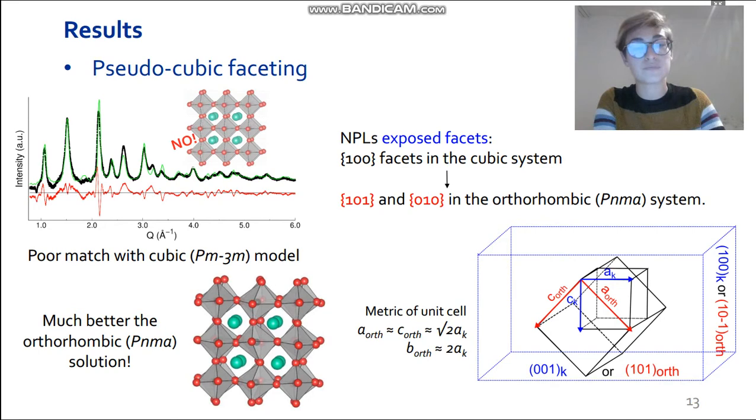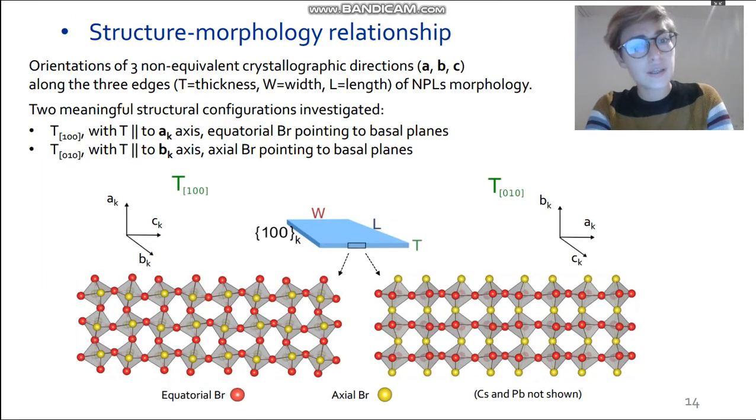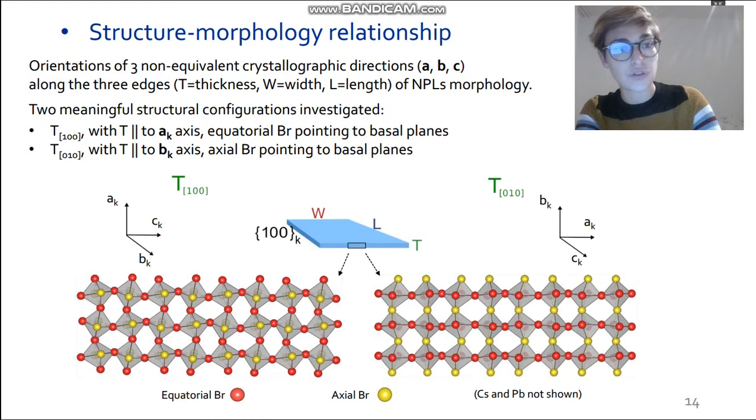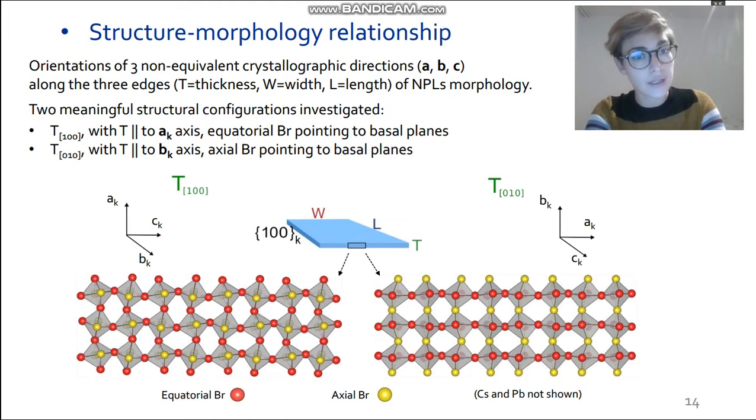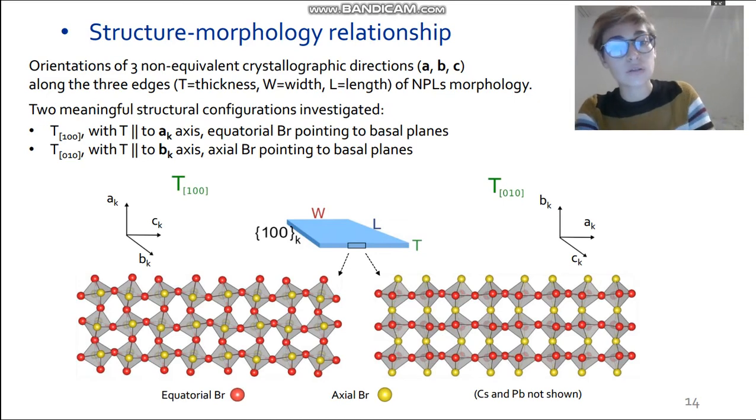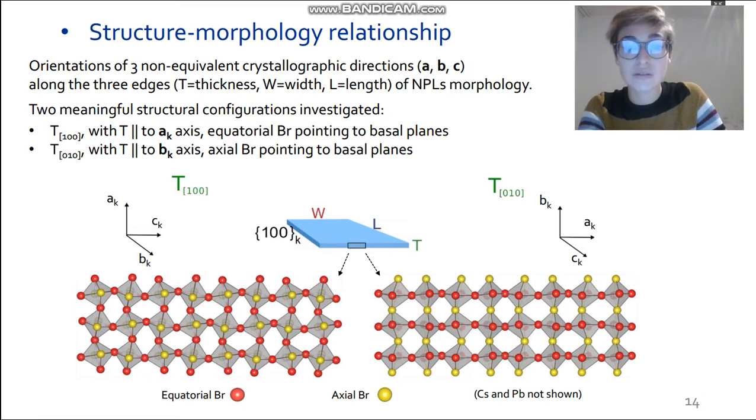Bromides are not equivalent in the orthorhombic structure, hence the issue of addressing the relative orientation of crystallographic axes with respect to the nanoplatelet's morphological edges becomes of high relevance. And considering that the A and C unit cell axes, as well as the two longest morphological directions, are closely similar in length, we found two meaningfully different orientations to investigate, labeled T100 and T010, referring to the cubic indexes.